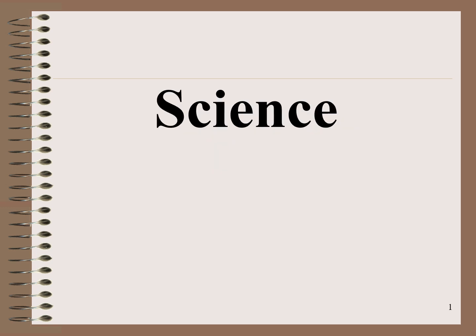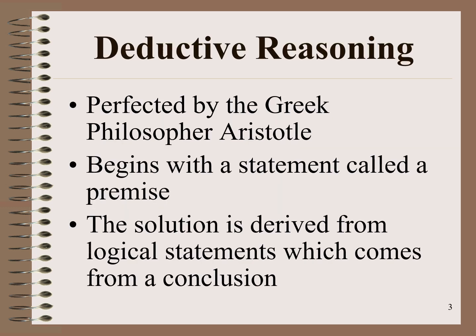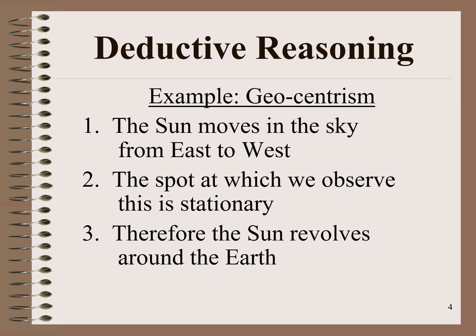In order to understand science, we have to understand what we mean by reasoning. There are two types, and the first one is known as deductive reasoning. Deductive reasoning was perfected by the Greek philosopher Aristotle. It begins with a statement called a premise, and the solution is derived from logical statements, which leads to a conclusion. An example of this is geocentrism, first proposed by the ancient Greeks using deductive reasoning around 380 BCE.